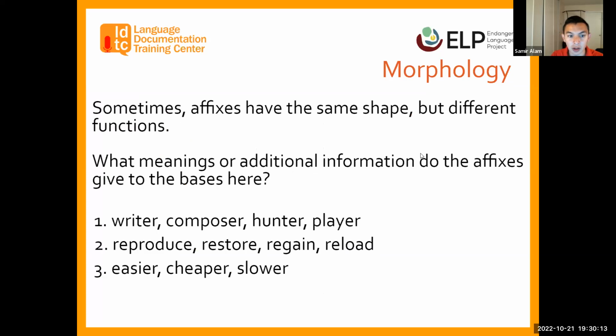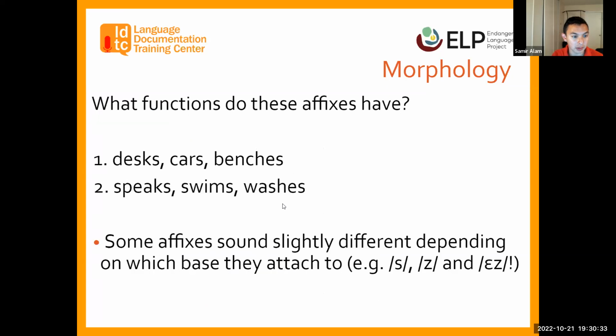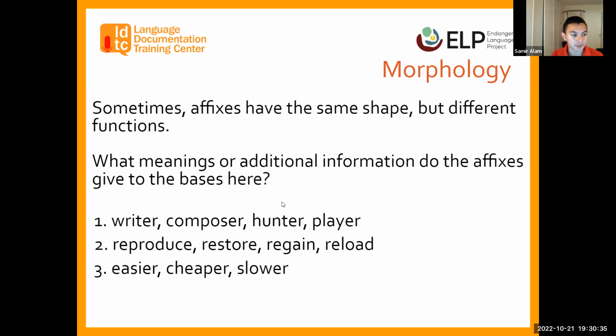All right, let's move on to talking about different types of affixes. So sometimes affixes look the same, but have different functions. So what this means here is that, hold on. The one affix can look like it's the same, like it has the same spelling, but its actual function can be different.